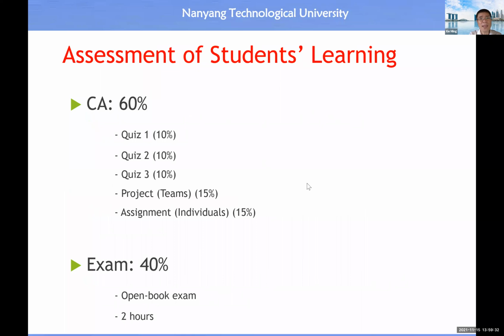All right. And the last question you may have in mind is about the way for us to assess your learning outcome. For this course, the final grade will have 2 components. One is CA, the other is final exam. CA will count for 60% of the final mark, and the final exam will count for 40% of the final mark. CA will consist of 3 quizzes, 1 project, and 1 assignment. And the final exam is an open book exam, which will last for 2 hours.